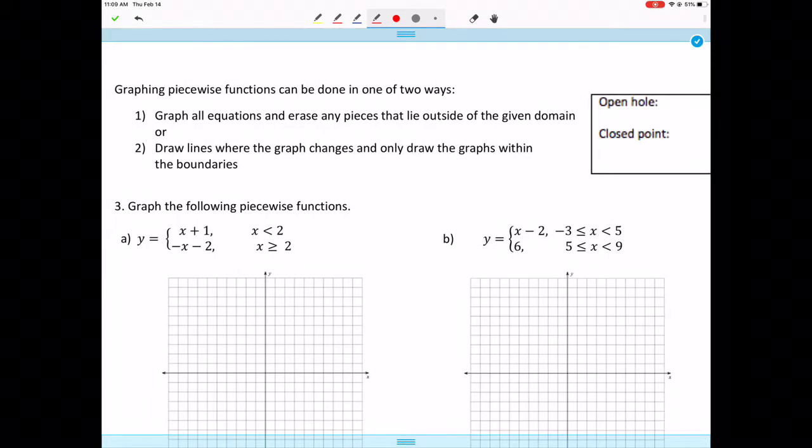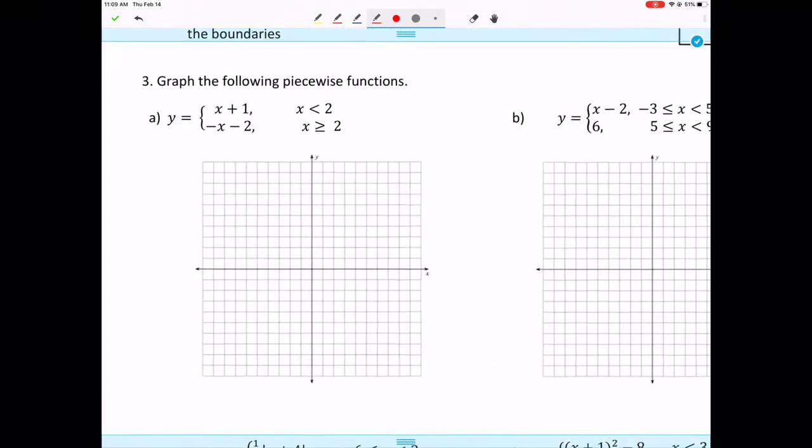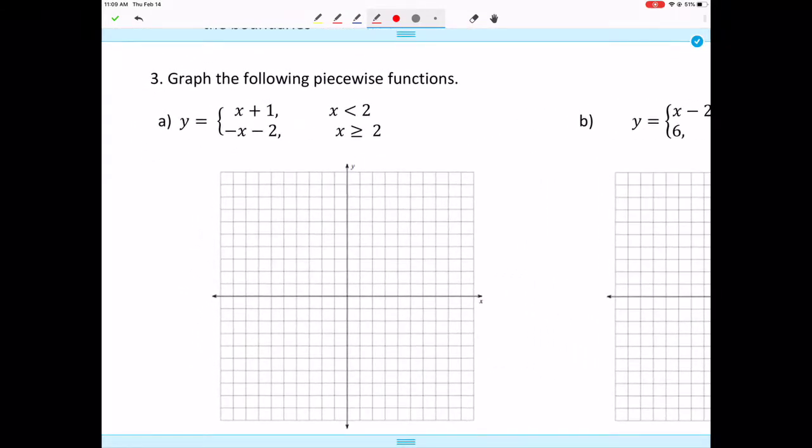Okay, graphing a piecewise function can be done in one of two ways. So one way is to graph all of the equations. So for example, for 3, you could graph this whole equation, and we'll do it right now, x plus 1, so this will be our y-intercept. So this is like y equals mx plus b, where b is your y-intercept, and your slope here would be positive.